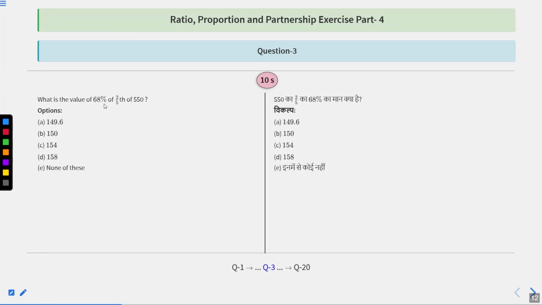What is the value of 68% of 2/5 of 550? Clear? You have 5 options and 10 seconds to analyze the question. Your time starts now.